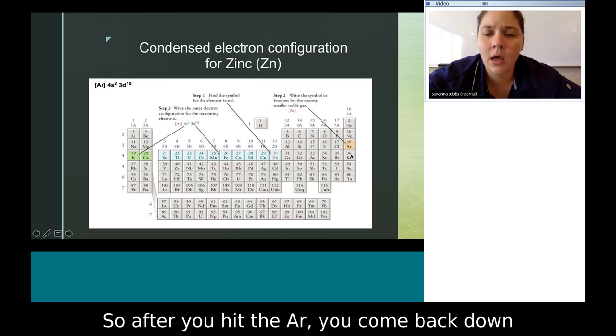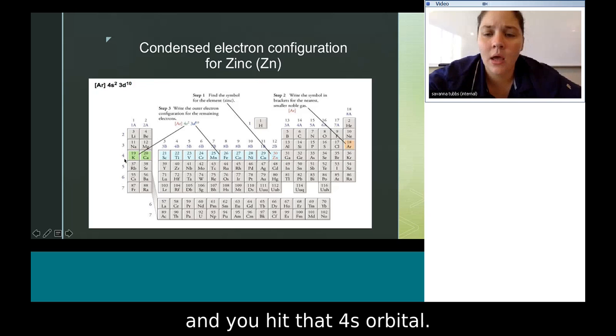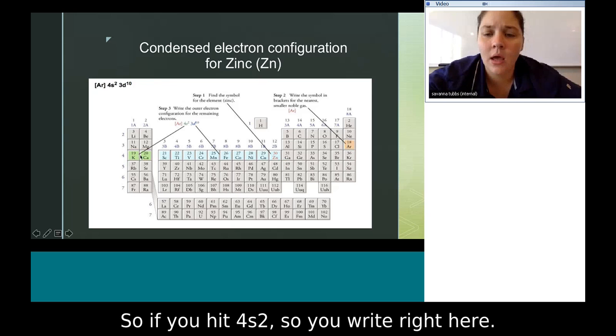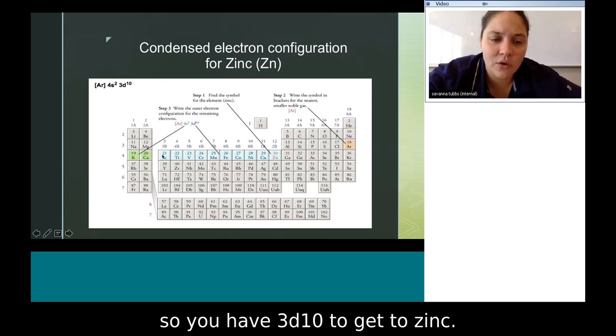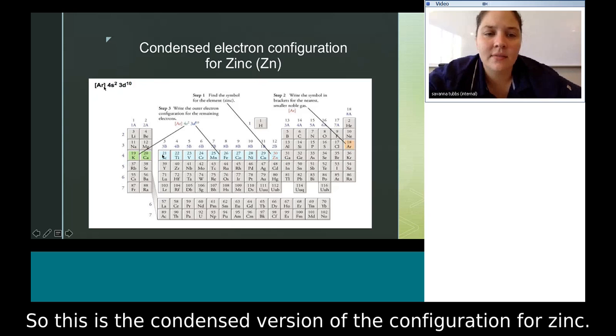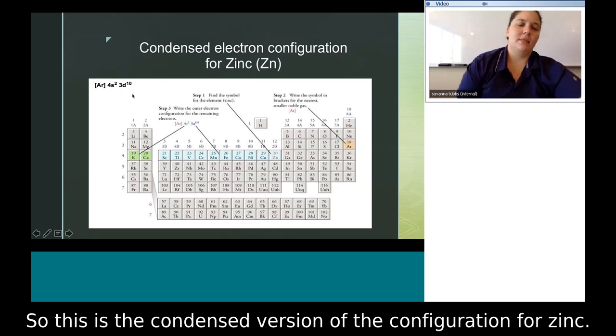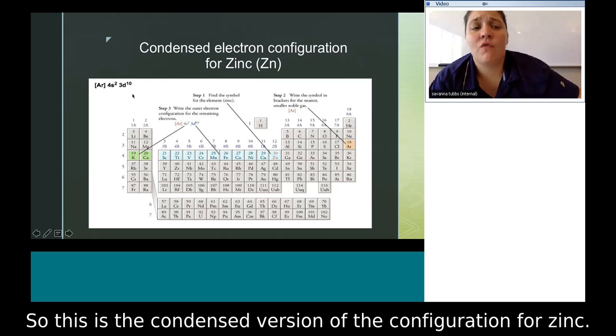So after you hit the Ar, you come back down and you hit that 4s orbital. So you hit 4s2, so you write it right here. And then you go all the way to your 3d, so you have 3d10 to get to zinc. So this is the condensed version of the configuration for zinc.